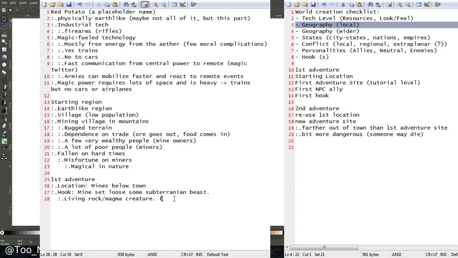Depending on what bestiary you're going from, let's say it's an elemental of some kind. So it's a purely magical creature, then, an elemental, right? It's living magic, basically, from a plane.